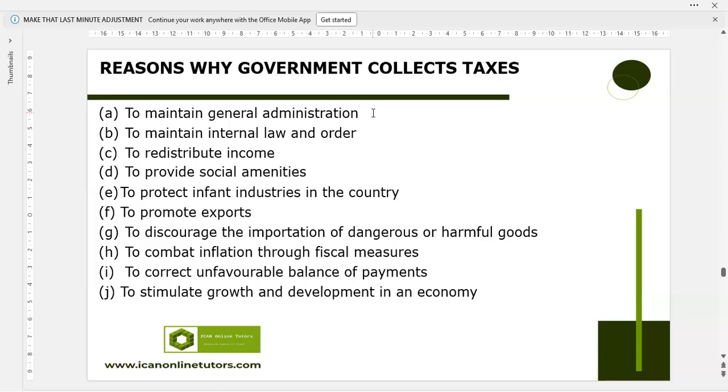Also, a reason why they collect tax is to maintain internal law and order. We have police, we have national security, soldiers, air force, navy. So if government is not earning money, where do they get money to pay these people? Are they not also Nigerian? These are people from within us that have taken the pledge to secure our territory, to protect our territory.